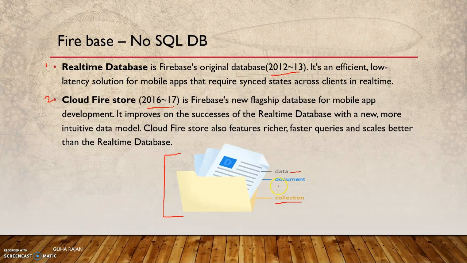So I hope it is clear. The first one is the complete envelope. It's called the collection, and then you have the separate individual document, and in that individual document you will have data. So you might have all the details related to what that order is all about. You'll have different data items or data points in that particular document. So that is how the Cloud Firestore architecture works.